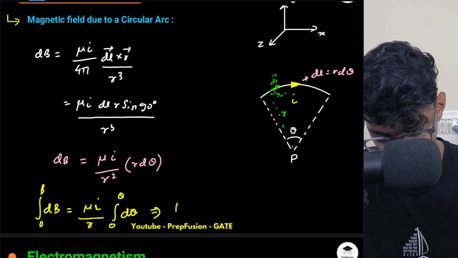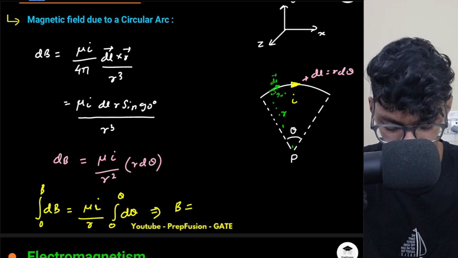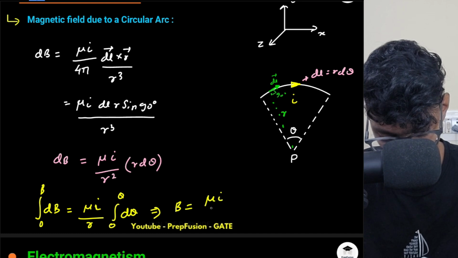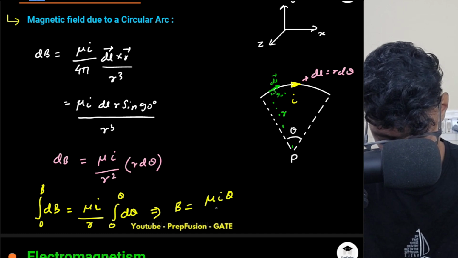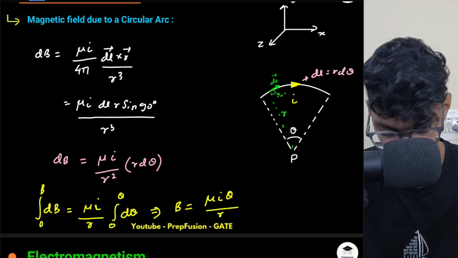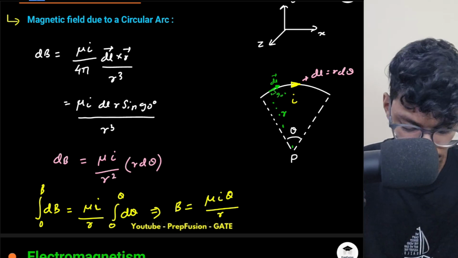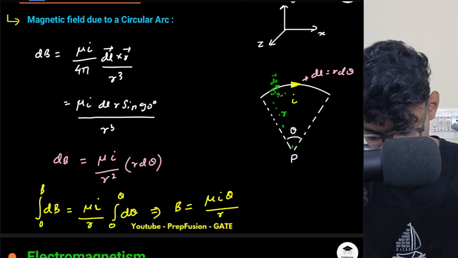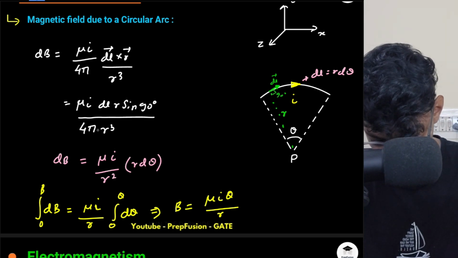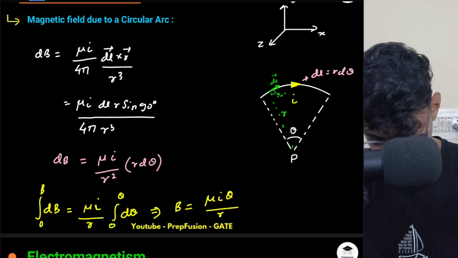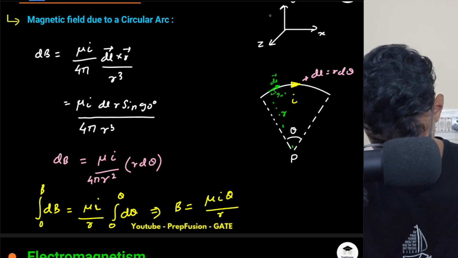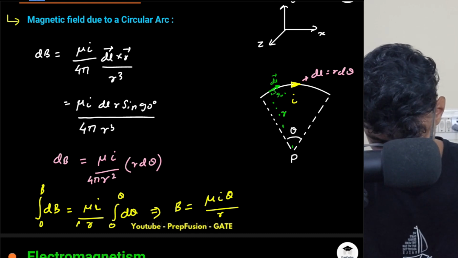So due to a simple arc, it comes out to be mu I theta by r. That's the simple formula that I get. Obviously I missed the 4 pi, I'm sorry for that. This 4 pi also you cannot forget.